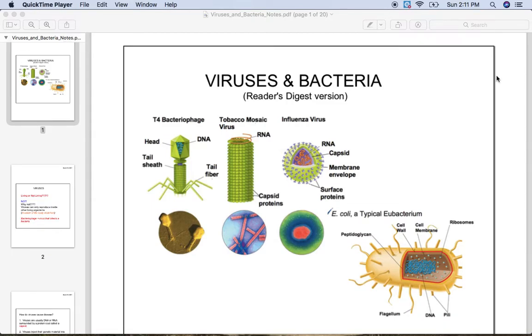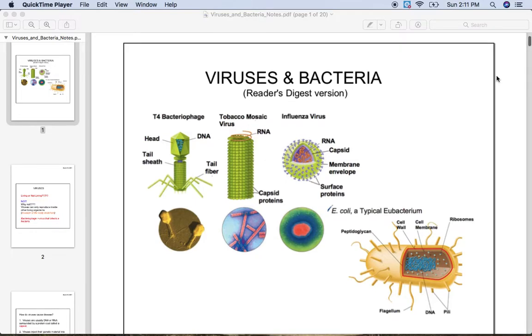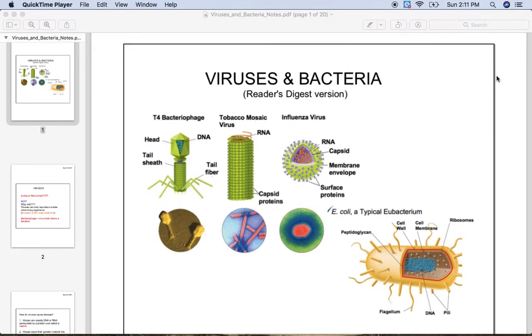I'm hoping that this will work for you guys with trying to learn all about viruses and bacteria. So what you are looking at right now is the first page of the notes, and you'll notice that there are some pictures of different types of viruses up here, and then this is a picture of a bacteria. So we'll be talking about the differences between viruses and bacteria in the next few minutes.